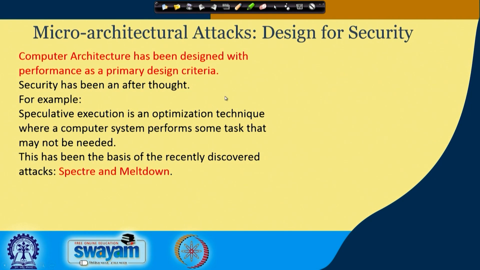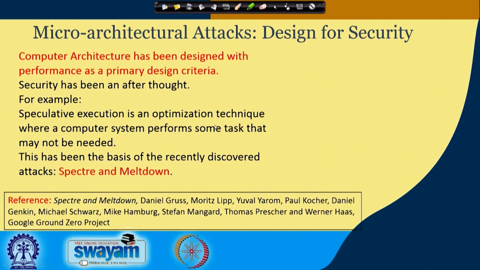Computer architecture has been fundamentally designed with performance as a primary design criterion, and security has always been an afterthought. For example, we have techniques like speculative execution, which is an optimization technique where a computer system performs some tasks that may not be needed. This has been the basis of several attacks, leading to a very famous attack which has recently been discovered, called Spectre and Meltdown. This basically shook the world, or took most of the world by surprise.